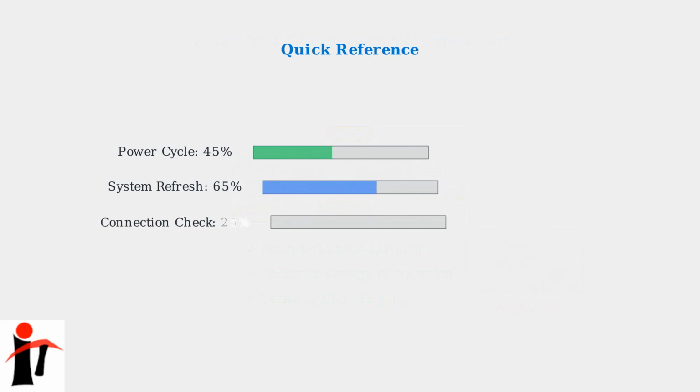These three immediate solutions can resolve most boot loop issues. Try them in order: power cycle first, then system refresh, and finally check your connections. Most problems will be solved with these basic troubleshooting steps.